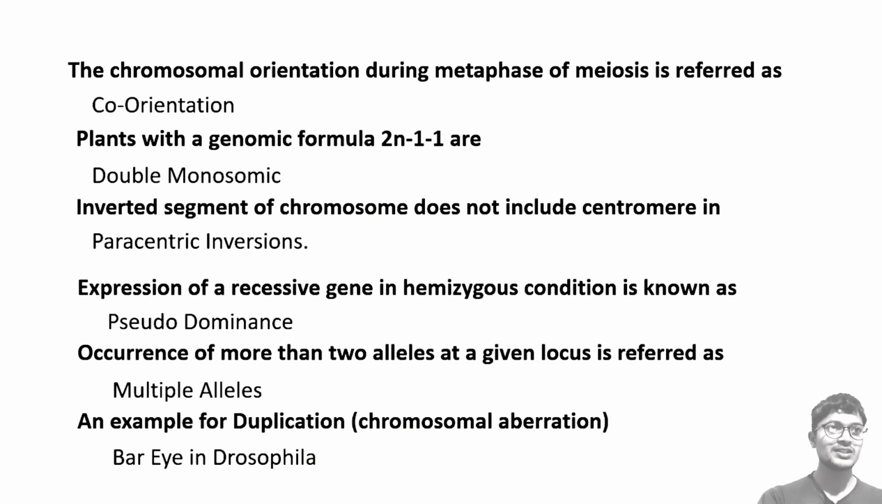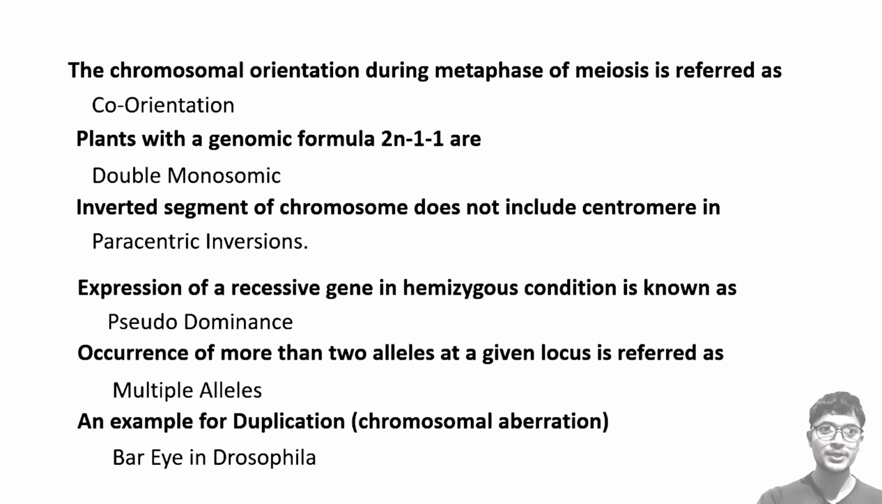So the first question is that the chromosomal orientation during metaphase of meiosis is referred as? Answer is co-orientation. Next question, plants with a genomic formula 2n-1-1? Answer is double monosomic. Clear? Next question, inverted segment of chromosome does not include centromere is in? Answer is paracentric inversion. Next question. Expression of a recessive gene in hemizygous condition is known as?